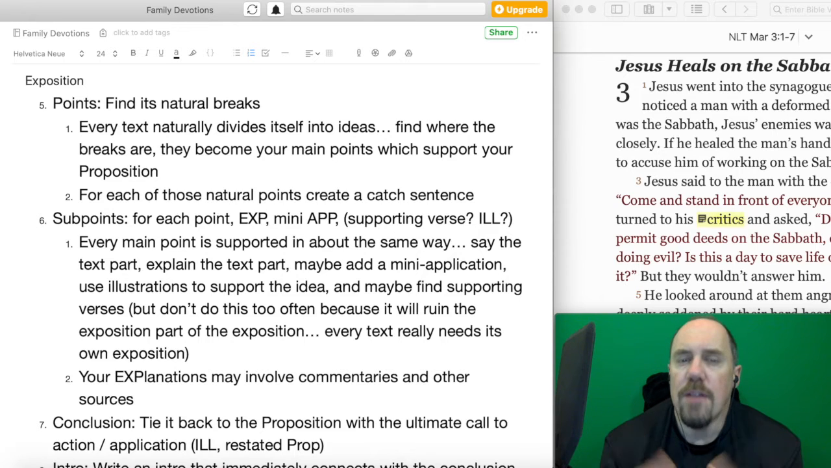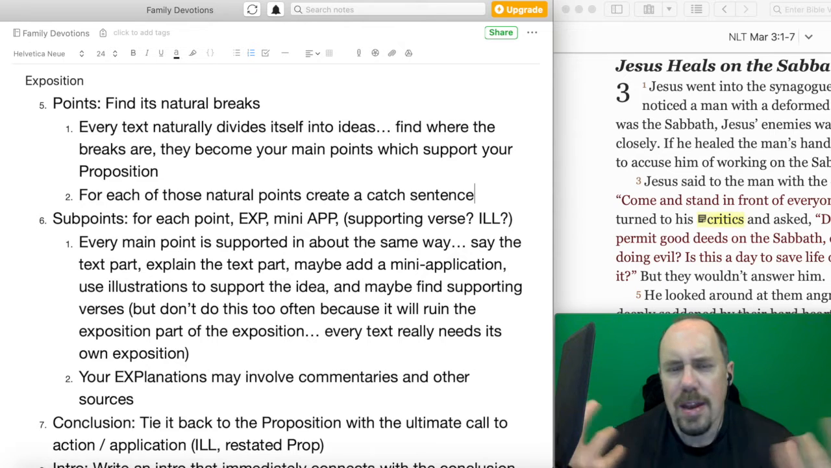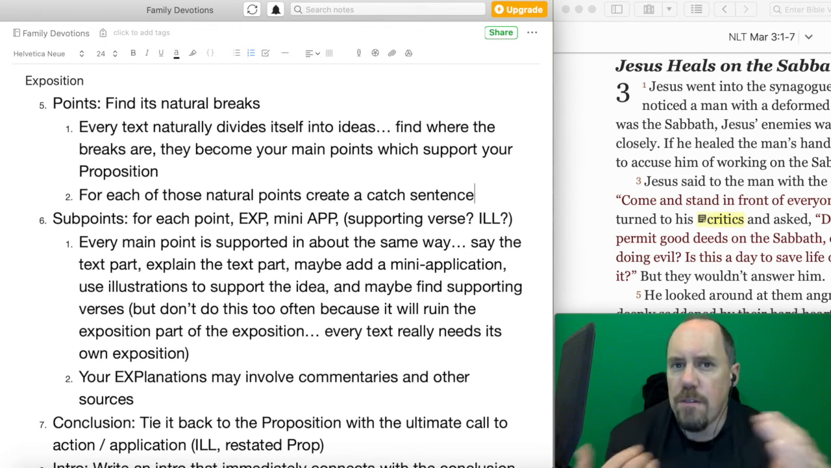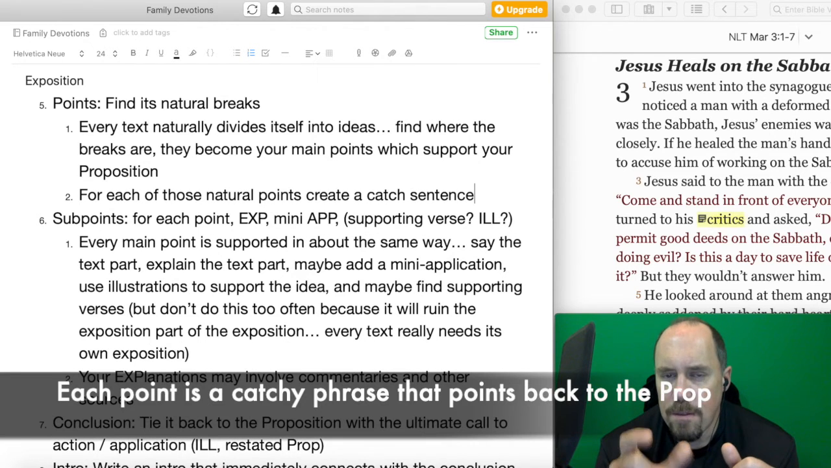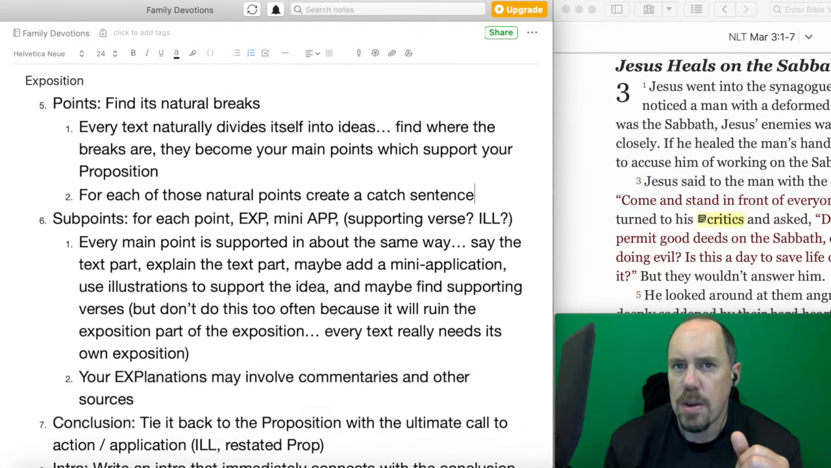So believing in love is believing in God, because God is the ultimate shower of what love is. Because God loved the world, He sent Jesus. It's the ultimate demonstration of self-sacrifice. I'm just preaching now, but you get that. So for each of your points, after you've naturally broken up the text, think about a catchy phrase that summarizes each of the natural breaking points. And those catchy phrases point back to the propositional statement.